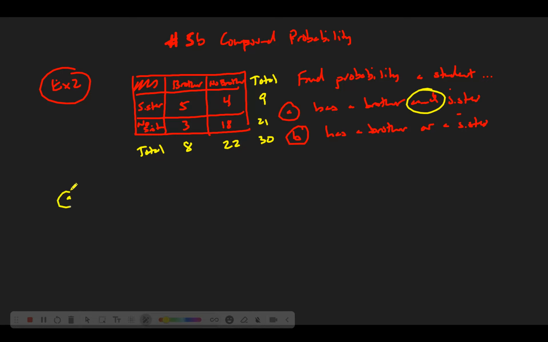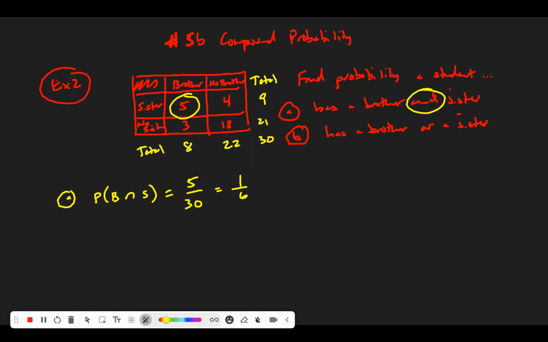Okay, so I'll do this one in yellow. The probability of a brother and sister equals, well, we're just going to look at the one cell that represents having a brother and a sister. And that one cell is right here. It's the 5, out of the grand total, which is 30. Now again, you can use Desmos or your brain. If you divide by 5 on top and bottom, you get 1/6. That's the probability that someone has a brother and a sister.